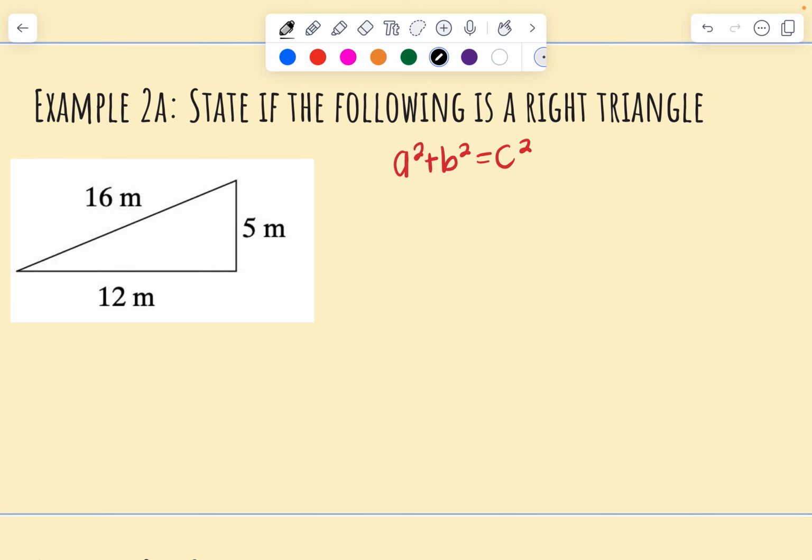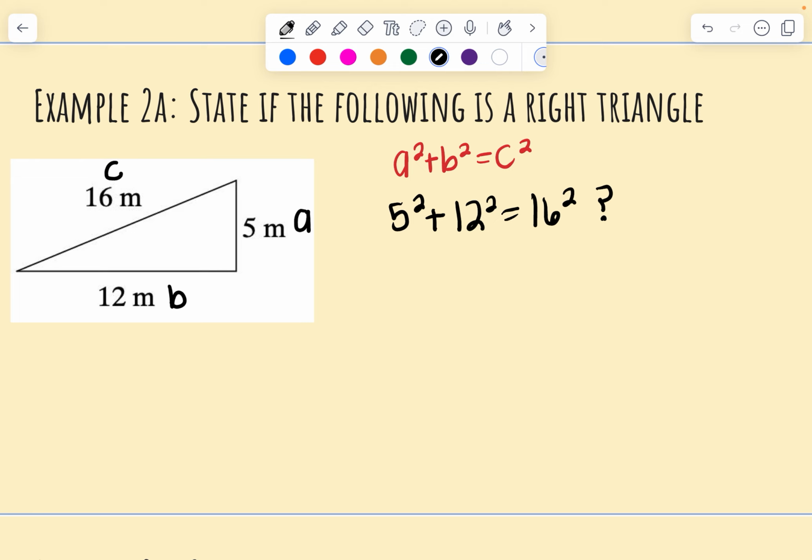They're not giving us a right angle here because we don't know if this is a right triangle. However, we know that the longest side has to be C. And I'm going to call this A and this B. So I want to know, is it true that 5 squared plus 12 squared equals 16 squared? I'm going to put a question mark there because I don't know if that's true yet.